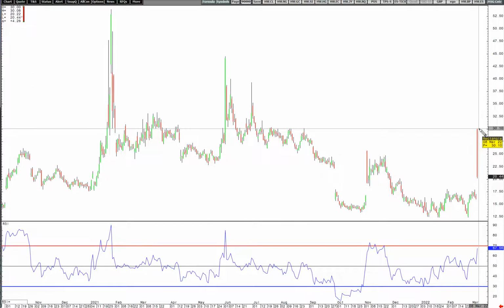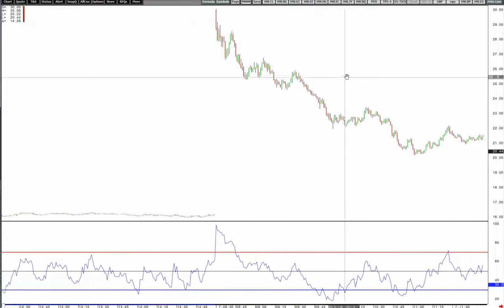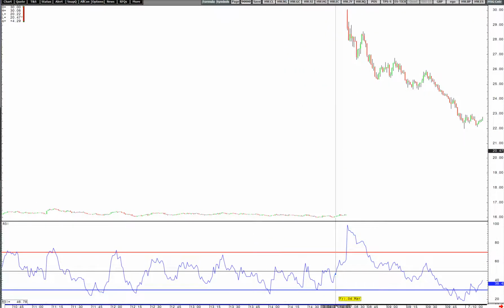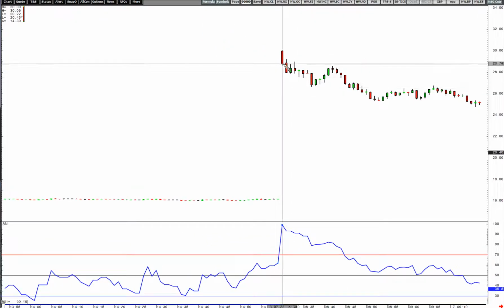Gapped all the way up to this resistance level. So looking at how extreme that gap was, and given that this is a fast moving stock, we can use the 1 minute chart. Let's say you figured, hey, I want to short this somewhere. You could have shorted it off the open, you could have shorted it off a 1 minute break.